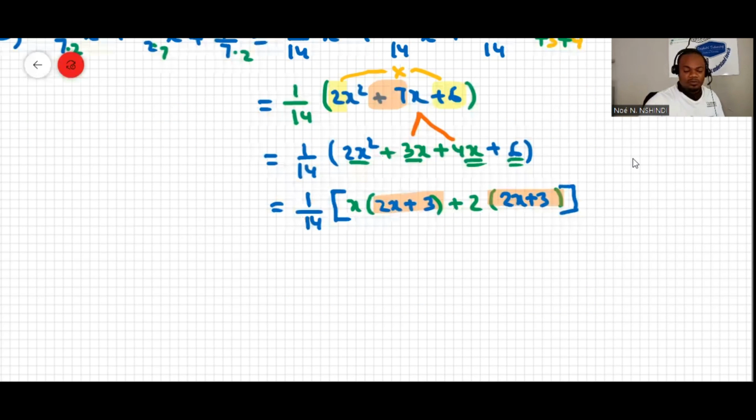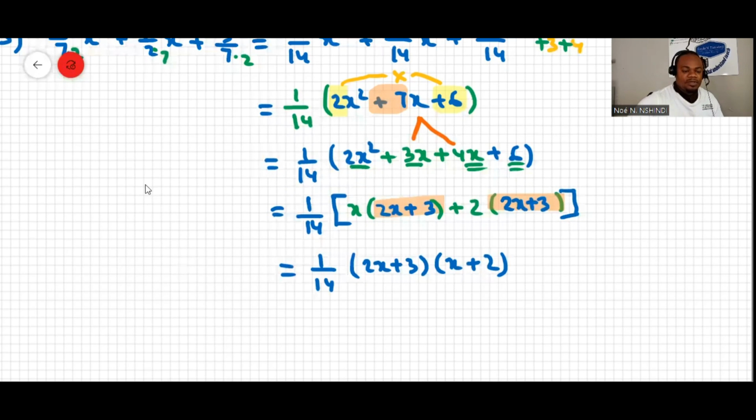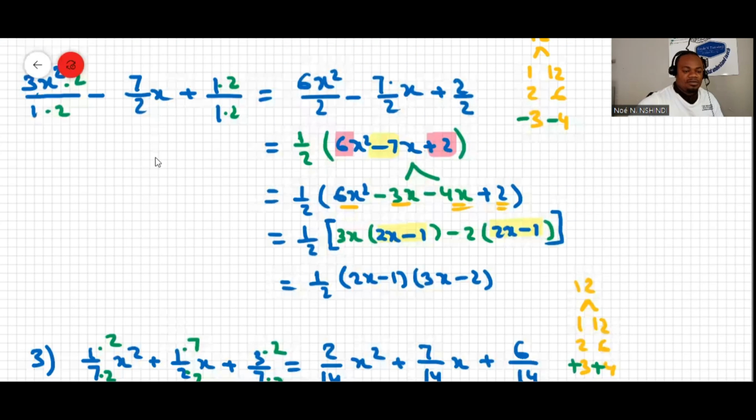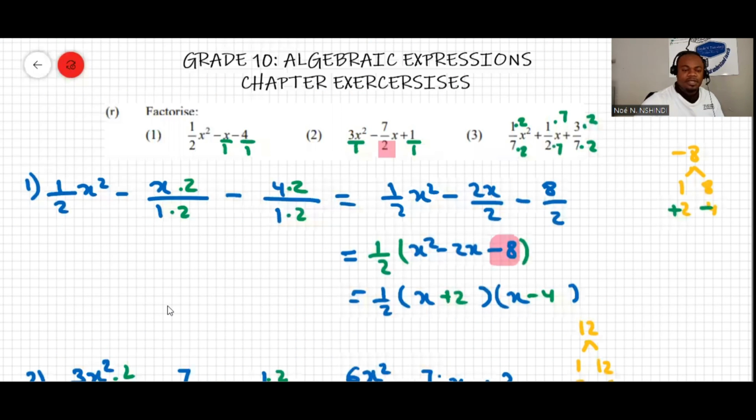Now, this will be equal to 1 over 14, so 2x plus 3, and then x plus 2. Done. That was question 3. Okay, thank you.